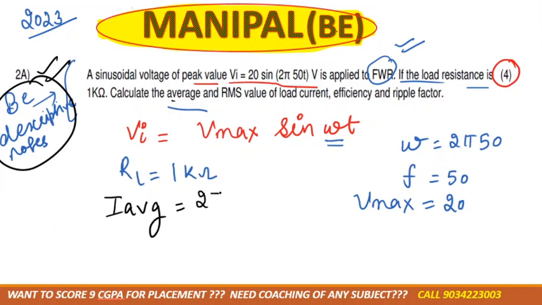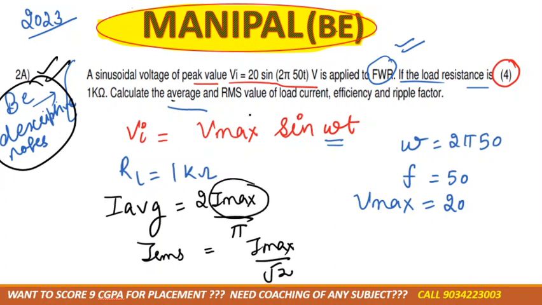So I average is how much? 2 I max by pi. IRMS is how much? I max by root 2, right? Now tell me how can we get the value for I max? Because if we know the value of I max, then we can get the value for average and for RMS as well. Now you tell me how can we get I max?